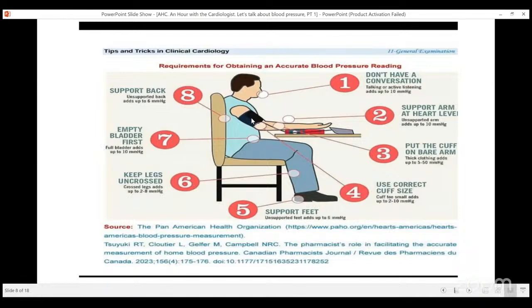Now, use the correct cuff size. If you use one that is too big, it can underestimate your blood pressure. If you use one that is too small, it can overestimate. It can exaggerate your blood pressure. The blood pressure can go up more than it should. Support your feet. Don't leave them hanging. Make sure that your feet are on the ground.